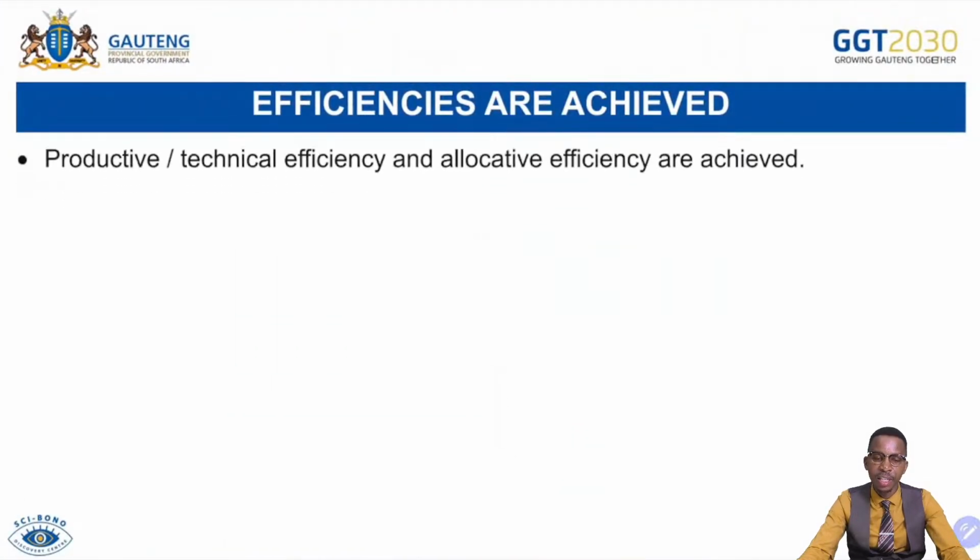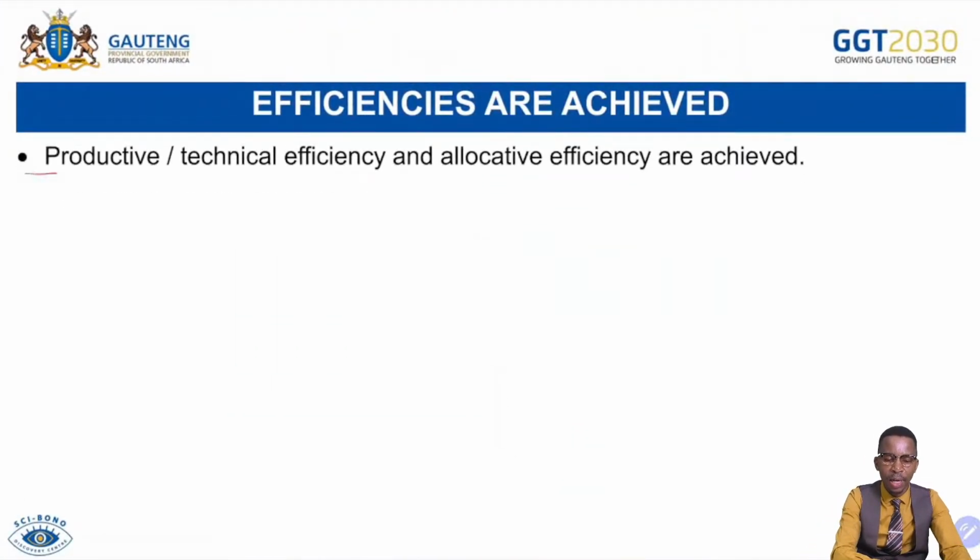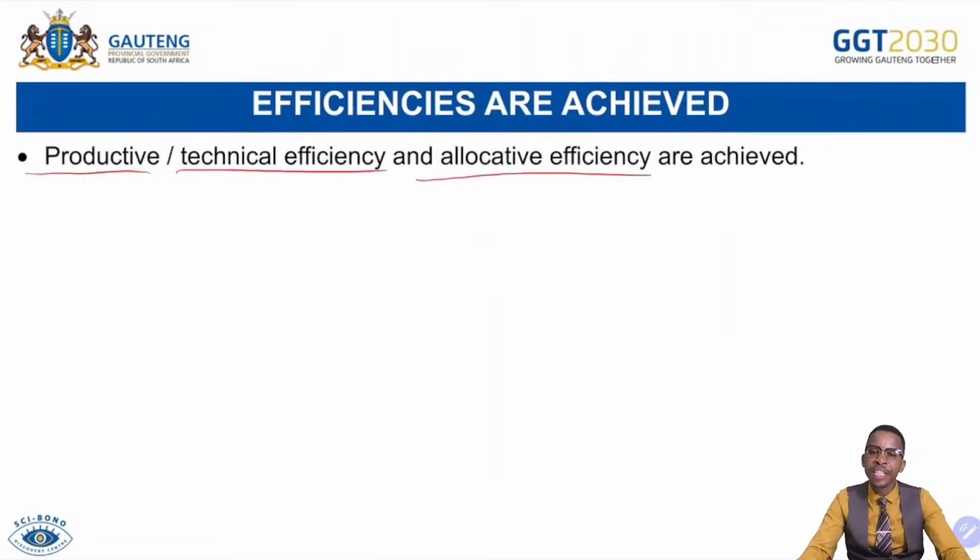Efficiencies are achieved. In this situation, we talk about productive or technical efficiency as well as allocative efficiency being achieved. Why? Because under perfect market, the firm can optimize the use of its factors of production. At the same time, goods are produced and supplied at the right quality, right quantity, and the right time. Meaning, in this situation of the perfect market, there are many firms to make goods available as much as they are demanded by consumers.